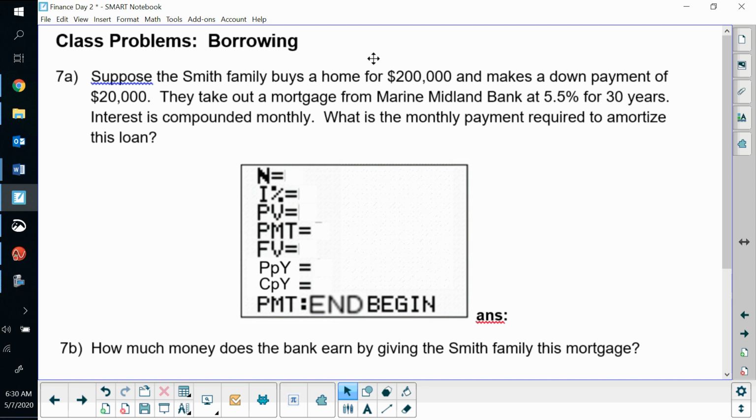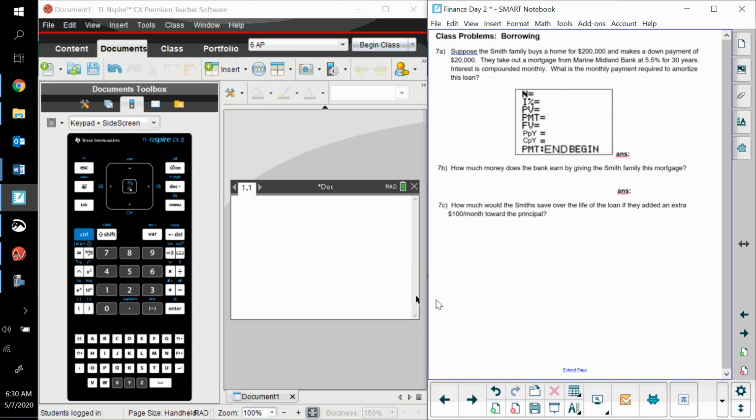Okay, so we're going to go to the packet now. So again, we're going to focus on borrowing today. So the Smith family, they're buying a home for $200,000. They're going to make a $20,000 down payment. They're going to take their mortgage out from Marine Midland Bank, which doesn't exist anymore, at 5.5% for 30 years and compounded monthly. What's the monthly payment required to amortize this loan? So amortized means equal monthly payments so that it will eventually be paid off at the 30-year mark.